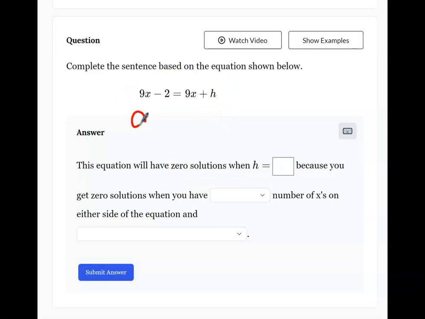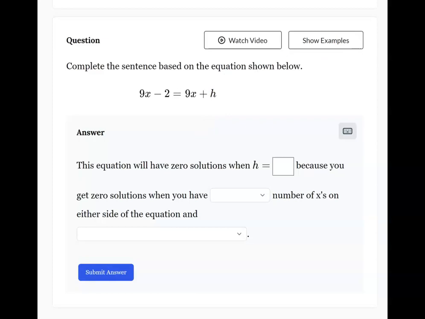The only way for that to happen is for it to have matching variables on both sides, but to have different constants. They have to have different constants. So we've got the matching variables, but we need different constants. So they're asking us, what could go in the h position? What number could go in this h position that will make sure that we have no solutions?